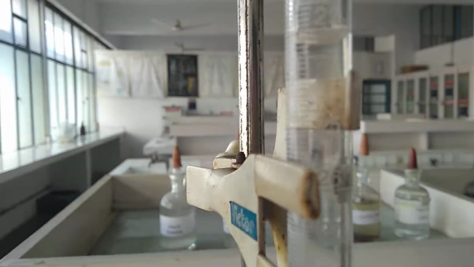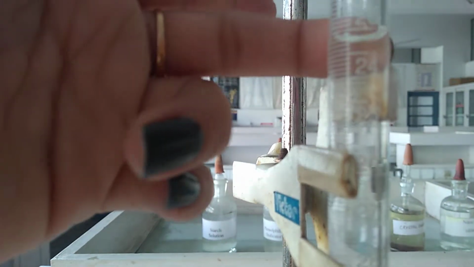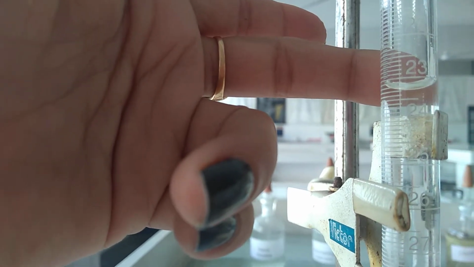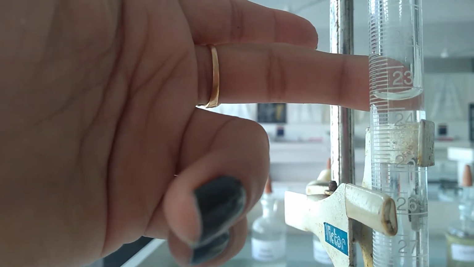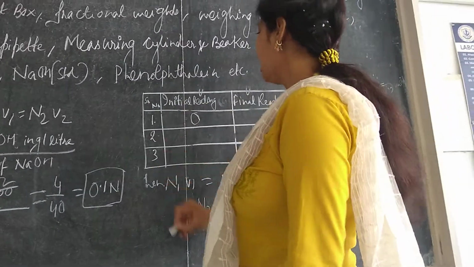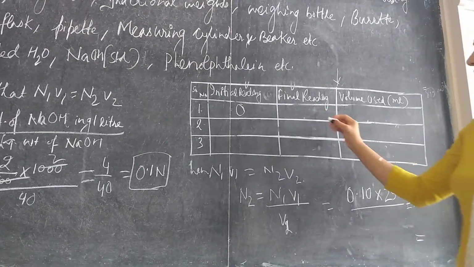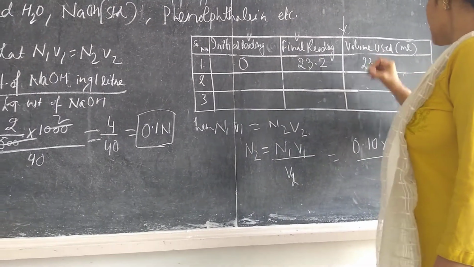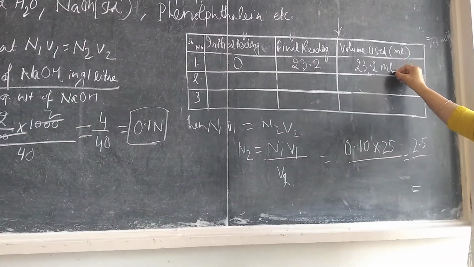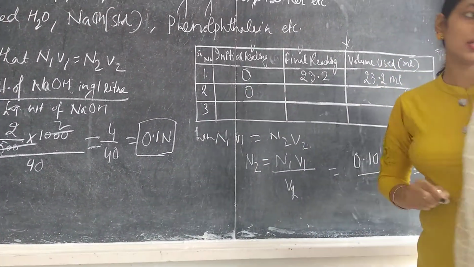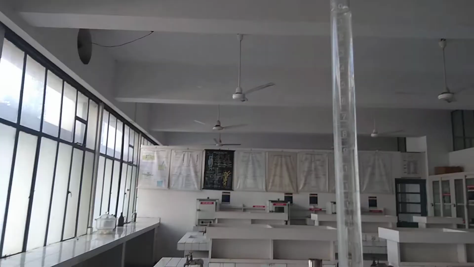And my reading is 23. See, this is my 23. This is approximately 23.2. See, my initial reading is 0 and my final reading is 23.2. So volume used is 23.2 ml. Then we start again from 0 and I am going to take the second reading.